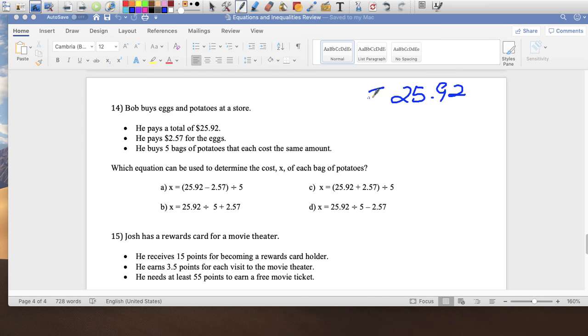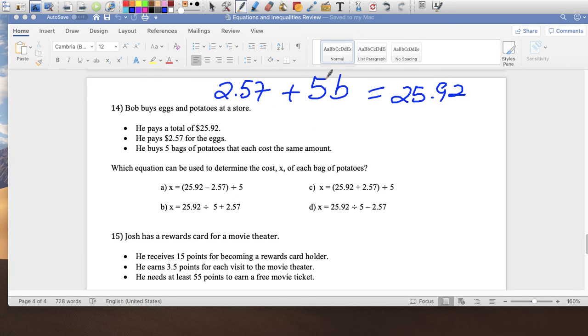So if we were to do it in the way we're doing in class, what equals $25.92? Well, the thing that equals it is the eggs, and I paid $2.57 for the eggs. Plus, what else am I buying? I'm buying 5 bags of potatoes. All that equals $25.92. Notice that none of my multiple choices look like this.